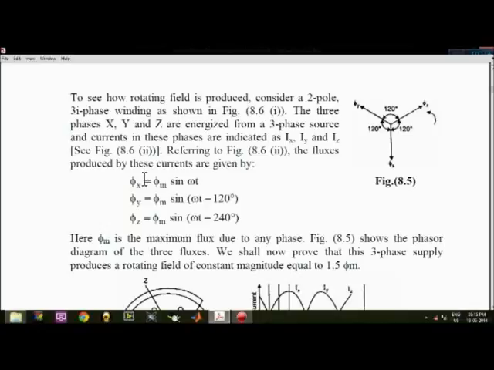Now consider the fluxes. In this case, phi x equals phi m sin omega t. In case of y, it is separated by 120 degree, and in case of z, it is also separated by 240 degree. So there is a phase shift of 120 degree between these x, y and z. These are the three phases, and phi m is the maximum flux due to any phase.